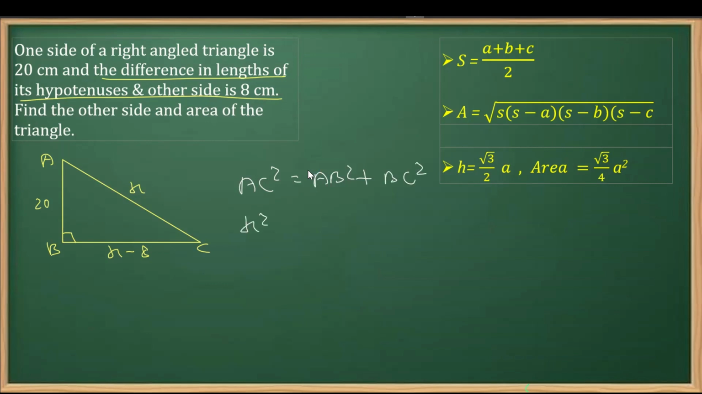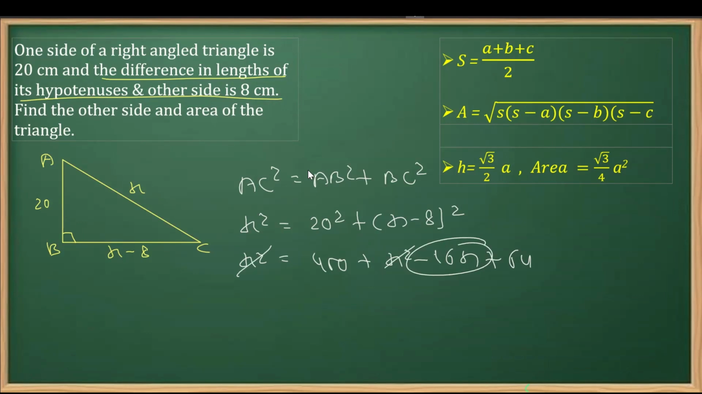AC is x here, so it is x square. AB, I can see it's 20, so it's 20 square, and BC is x minus 8, so it's x minus 8 whole square. 20 square is 400. If I apply a minus b whole square over here, this is a square minus 2 times a into b, which will give you minus 16x, plus 8 square is what? 64. Now check here, x square and x square get cancelled.